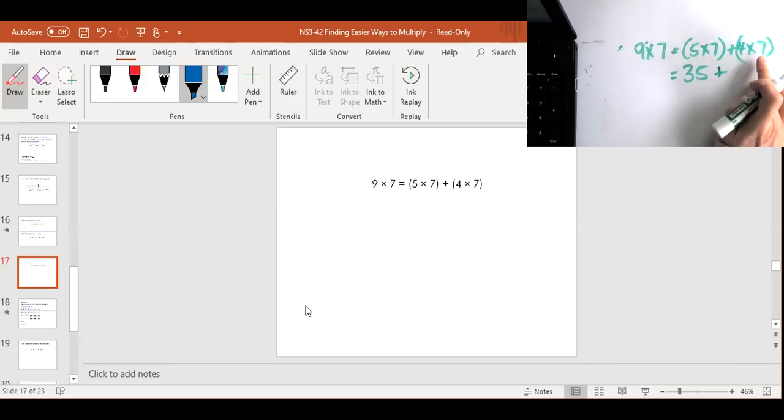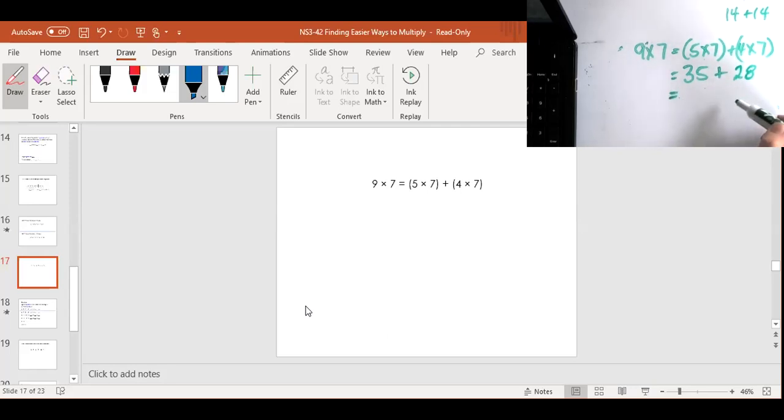Plus 4 groups of 7. If you don't know that off by heart, hopefully you know your doubles. If you know that 2 sevens is 14, and I have 4 sevens, so I have to do 2 sevens twice. 14 plus 14, it's easier. I can add that up: 4 and 4 is 8, 1 and 1, 28. So I got 35 plus 28.